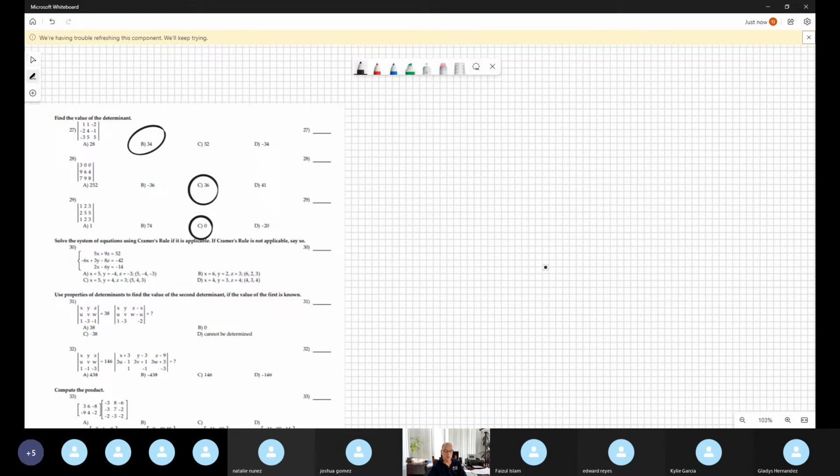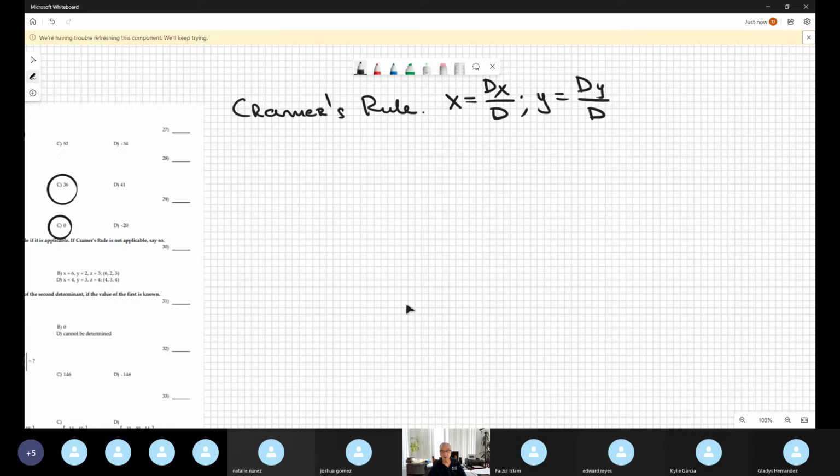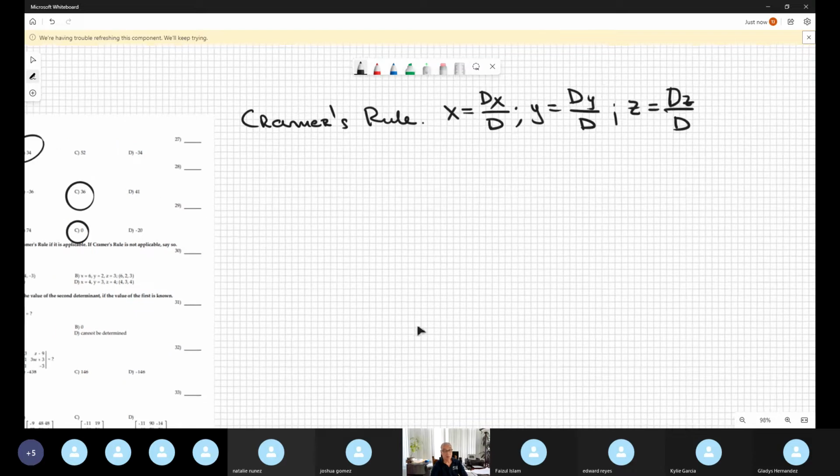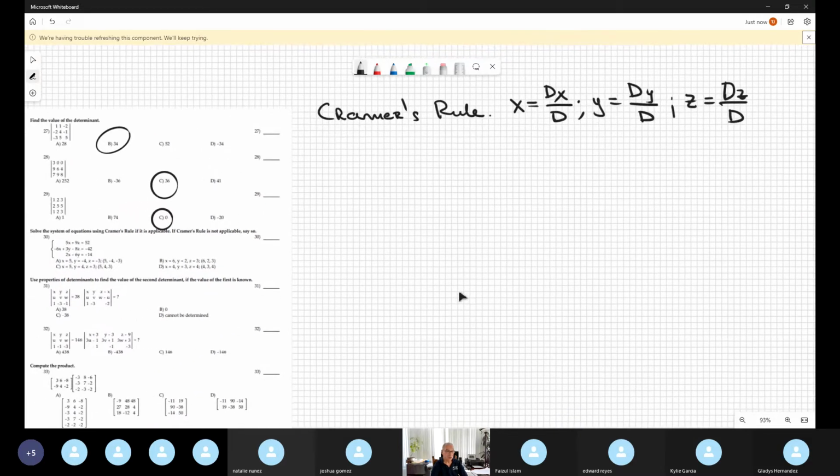It's Cramer's rule. And remember, I want to recall Cramer's rule. Cramer's rule is you compute the determinant D, and X is Dx over D, and Y is Dy over D. It's another approach to solve the system using determinants. And Z is equal to Dz over D. And some people prefer to solve it this way. I respect that.